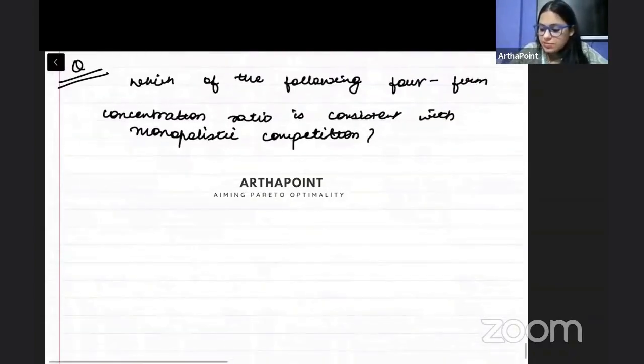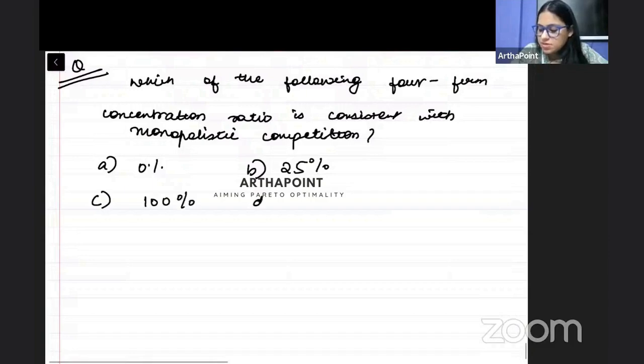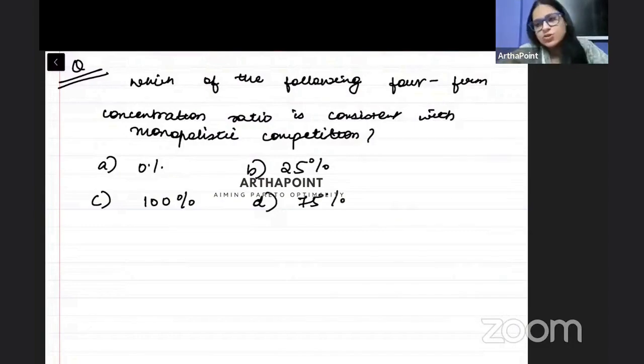Which of the following 4 firm concentration ratio is consistent with monopolistic competition? Option number A, beta, 0%. Option number B, 25%. Option number C, 100%. Option number D, 75%. Try to do this question, beta. इनमें से कौन सा 4 फर्म कॉन्सेंट्रेशन रेशियो मोनोपोलिस्टिक कंपटीशन के लिए एकदम सही नंबर है? 0%, 25%, 100% or 75%? Okay, you are saying that the answer should be B.